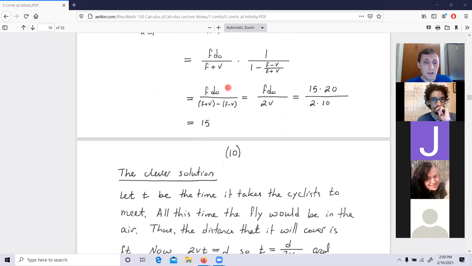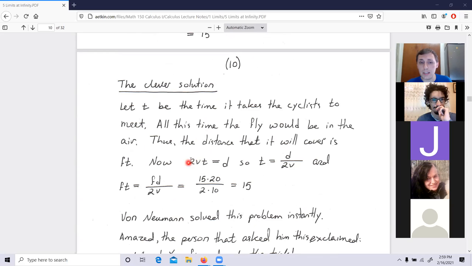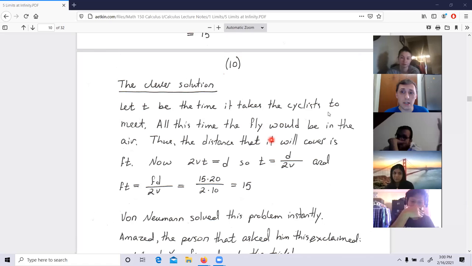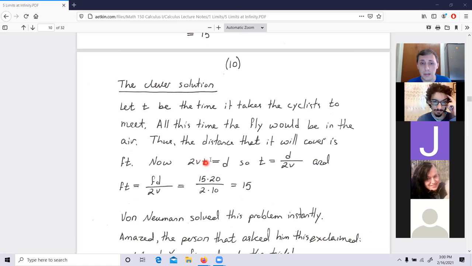Good, and that's your clever solution that I describe here. It is just that the fly is in the air for the duration that the cyclists are traveling, right? So the fly is in the air for the time t it takes the cyclists to meet. They're traveling relative to each other at double the speed, right? The distance is closed at double the speed. So 2 times v, twice the velocity of one cyclist, times the time equals the distance.